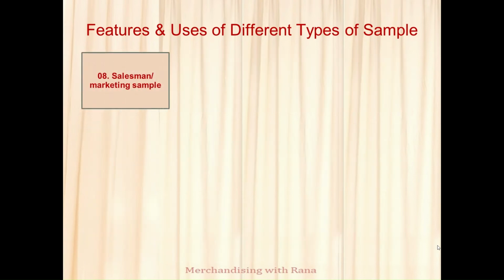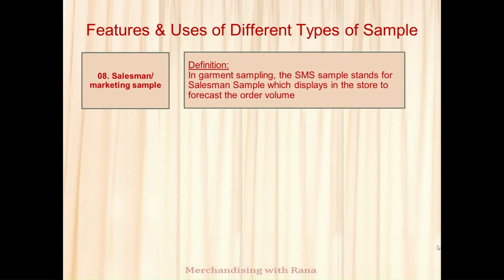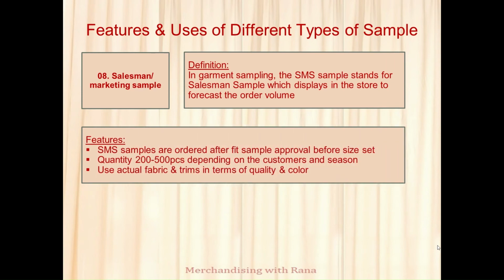Salesman sample or marketing sample. In production, you will hear SMS sample. So SMS stands for salesman sample, which is displayed in the store to forecast the order volume after getting consumer feedback. Features: SMS samples are ordered after fit sample approval and before size set, and quantity is normally around 200 to 500 pieces, depending on the customers and season.